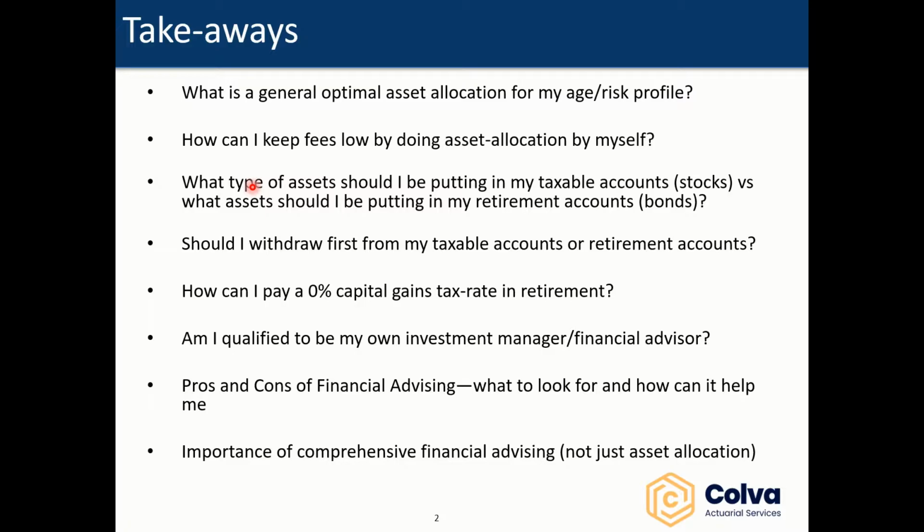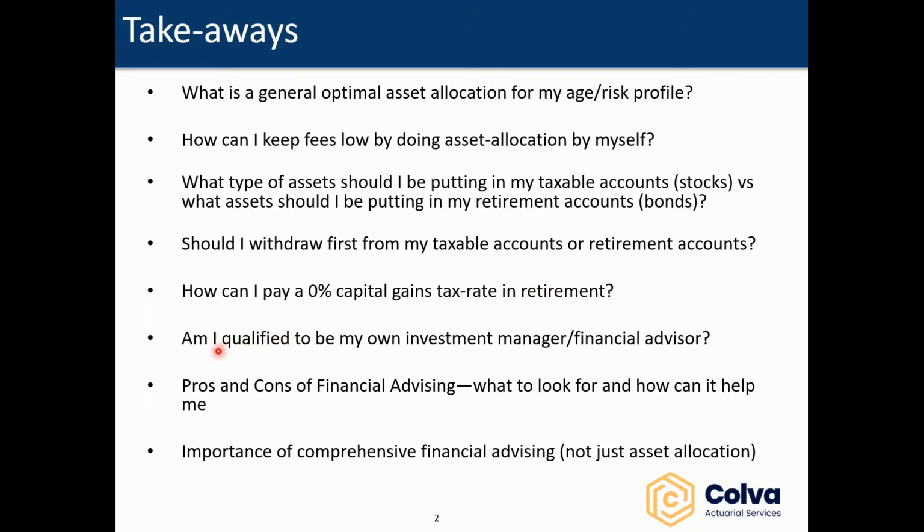The next takeaway I'd like you to walk away from this webinar with is essentially, what type of assets should I be putting in my taxable accounts, hence stocks, versus what types of assets should I be putting in my retirement account? Again, hint, bonds. The next thing is, should I withdraw first from my taxable accounts or my retirement account? So you're in retirement, let's say after you retire, where are you taking the money from? And we'll talk about that in a second. The next thing we'll talk about is, how can I pay a 0% capital gains tax rate in retirement?